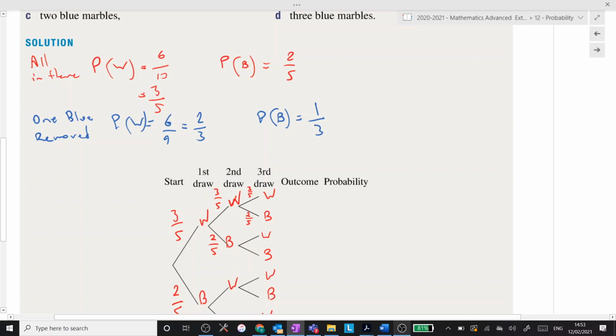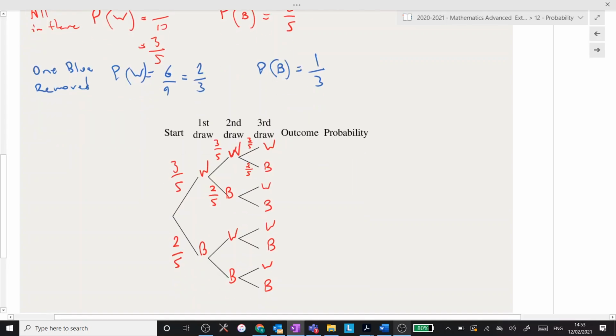See how not simplifying it straight away can actually make it a bit easier? Because you immediately went, there's 2, but there wasn't, there was 4. That doesn't add to 10. All right, so if you pull out 1 blue, then the probability of getting a white is 6 out of 9, or 2 out of 3, and the probability of getting a blue is 1 out of 3. Now, which branches does that apply to?